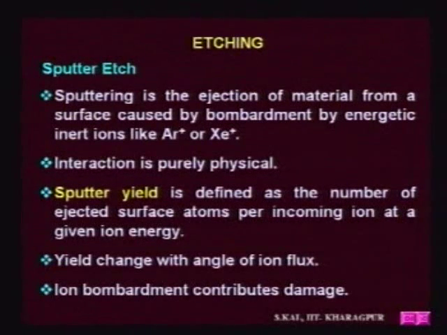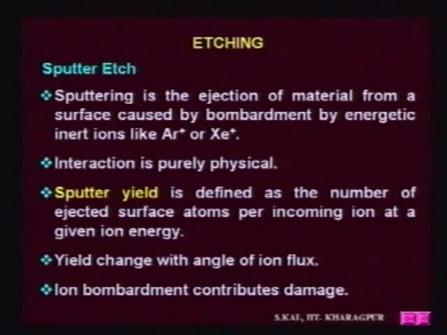No chemical reaction takes place in this method, and that is known as sputter etch. Sputter etch is a completely physical process. Sputtering is the ejection of material from a surface caused by bombardment of energetic inert ions like argon and xenon. Okay? The interaction is purely physical.